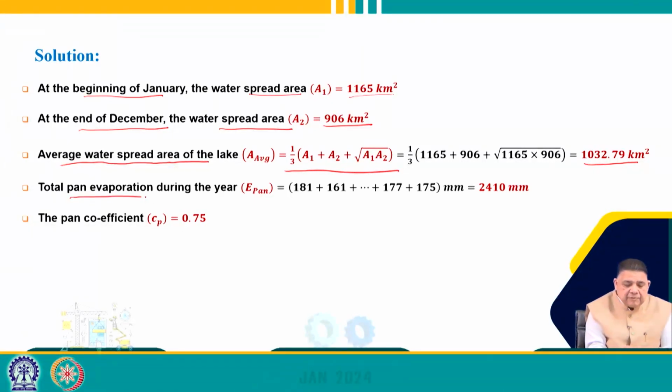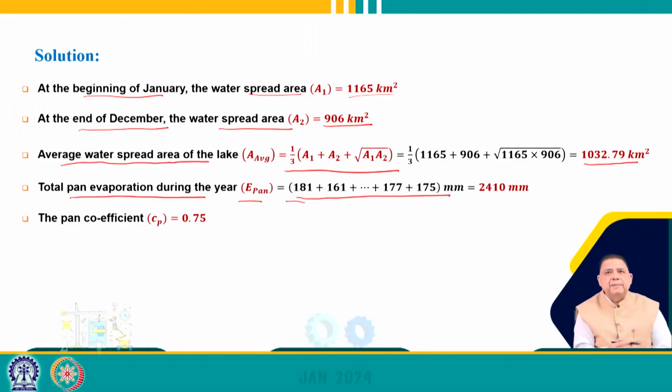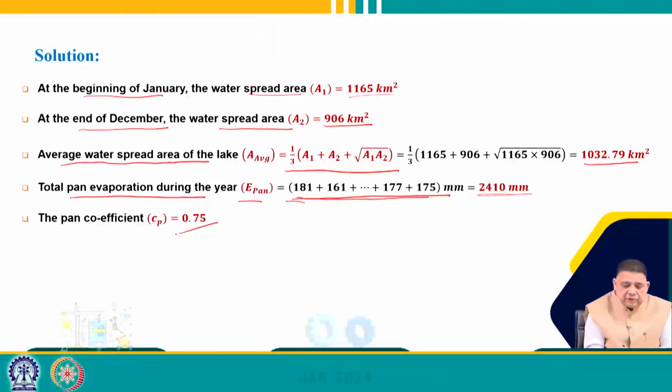And total pan evaporation loss during the year, or EPAN, is obviously the sum of evaporation values which are measured over 12 months. Remember, in the table we have been given the values right from January to December, and we also saw that the value was highest in the month of May. So, we have to sum those values, and that comes out to be 2410 millimeters. And the pan coefficient value is also given to us, that is 0.75.